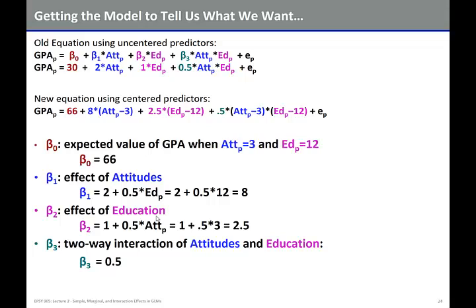So that was the effective attitudes. We saw that. The effective education is similar. When attitude was centered at 3, the effective education is 2.5. Right? That's what we see right here. So the effective education increases with attitude as well. Right? So it's another positive relationship. That's what that interaction is doing for us.